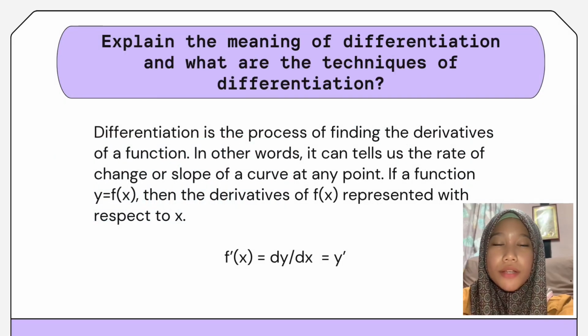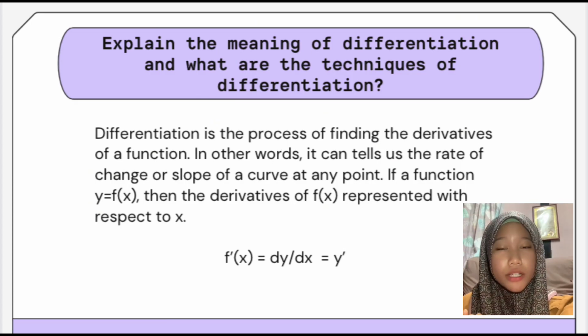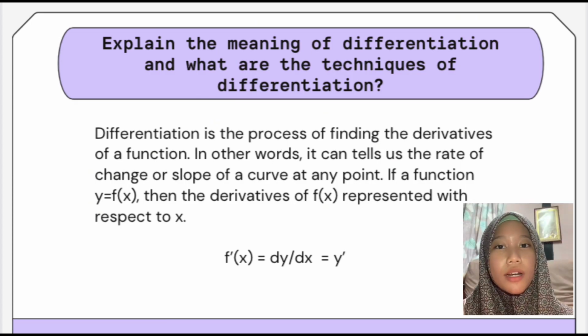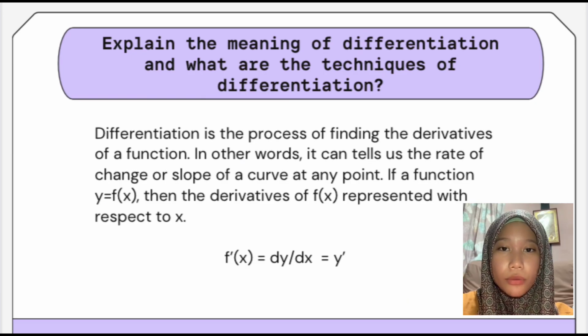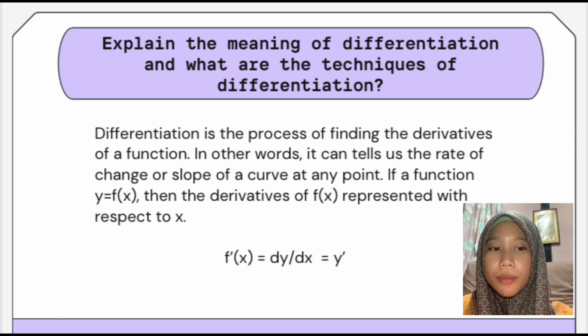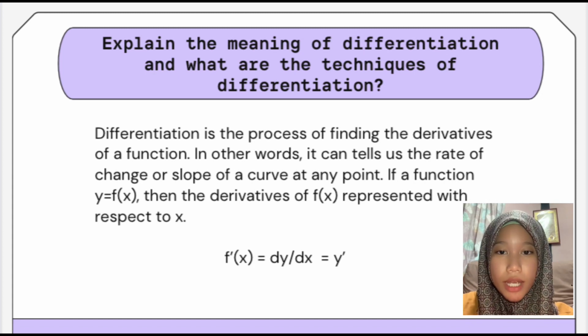Explain the meaning of differentiation and what are the techniques of differentiation in question 1. So what is the meaning of differentiation? Differentiation is the process of finding the derivative of a function. In other words, it can tell us the rate of change or slope of a curve at any point. If a function is y equals f(x), then the derivative of f(x) is represented with respect to x. For example, f prime x equals dy over dx.